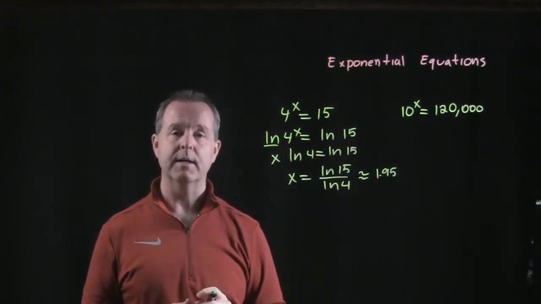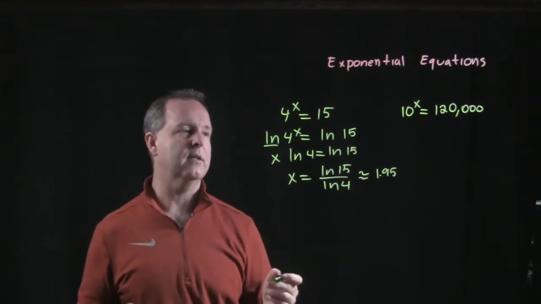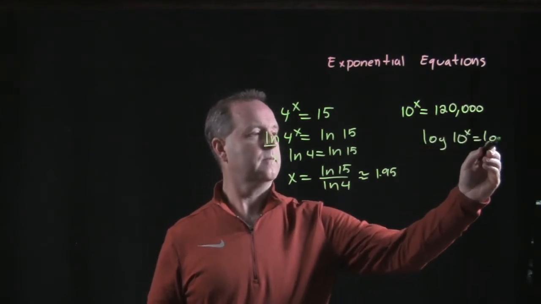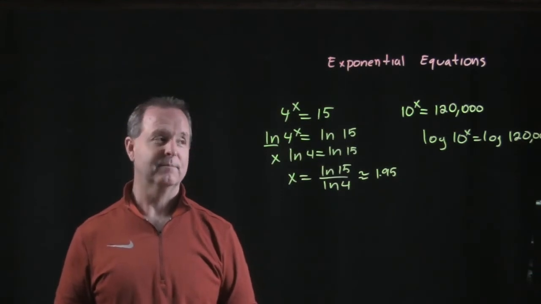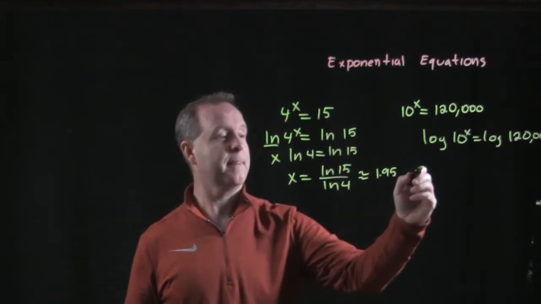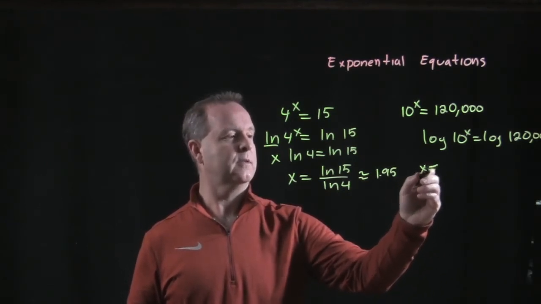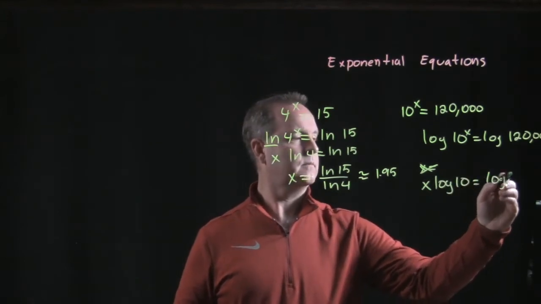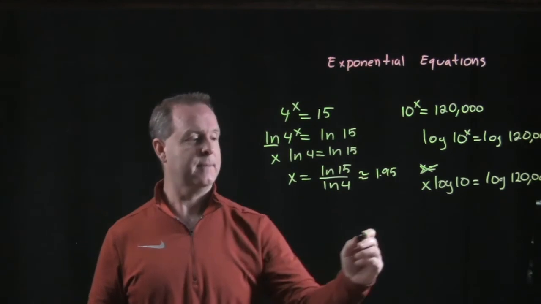On this other one, notice that the 10 is a common log. So in this one, we'll take the log of both sides. So what do you think we're going to do next? That's right, let's drop the x down. Whoops, sorry, not x equals, but drop the x down. And then isolate the variable.